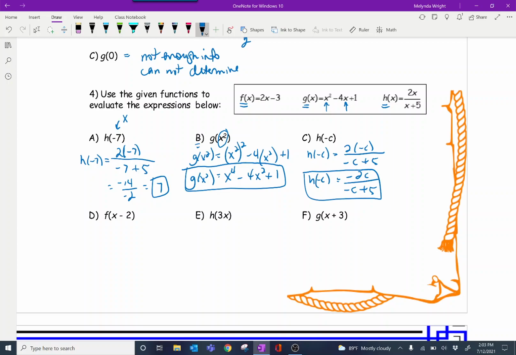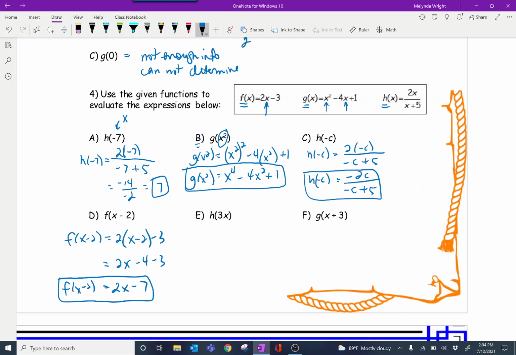Now they want us to take the function f and insert an x minus 2 where there's an x. Okay, so right here is the x, so we just slide that in there for the x minus 2. And now, again, we just got to clean this up. So let's distribute, and then let's combine like terms. So that f of x minus 2 would be 2x minus 7. Okay, great, we're doing great.